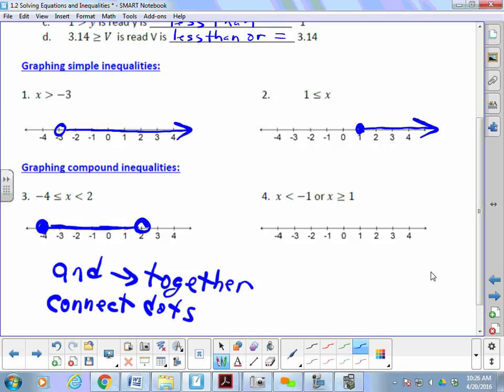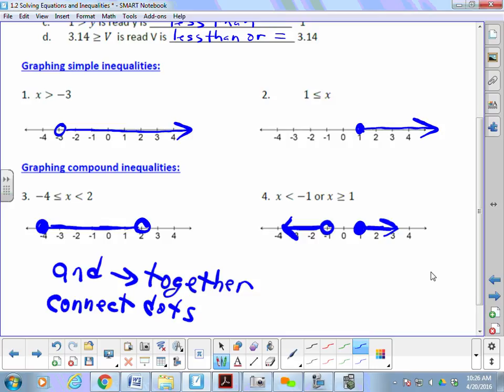All right, so let's look at number 4. X is less than negative 1. So open dot at negative 1. We know it's going left because it says less than. Or X is greater than or equal to positive 1. Closed dot on positive 1. That's going to the right. So those are going opposite directions then. Opposite directions.